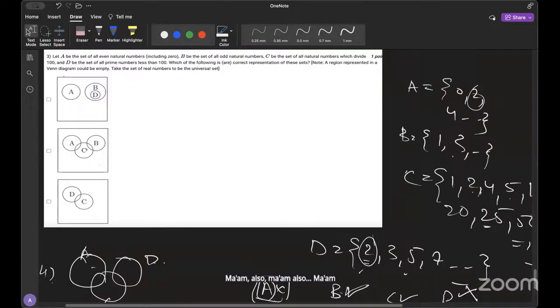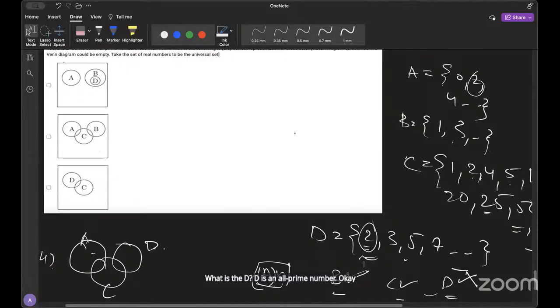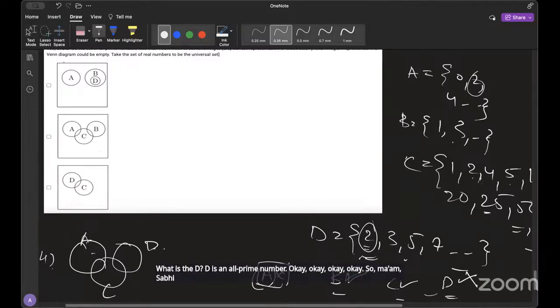Ma'am, the B is the entire larger circle, right? Which one? In option A, B, which one are you talking about? Option A. Yeah, B is the entire one. So inside B, D is present. What is B? B is the set of all odd numbers, and what is D? D is the set of all prime numbers. Okay, so ma'am, all prime numbers will come inside all odd numbers.